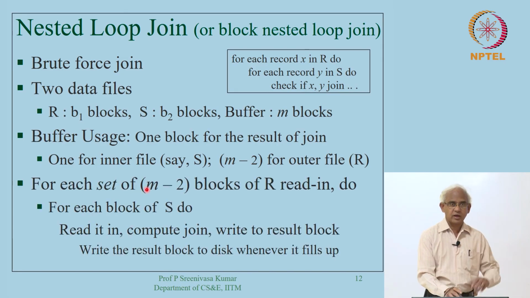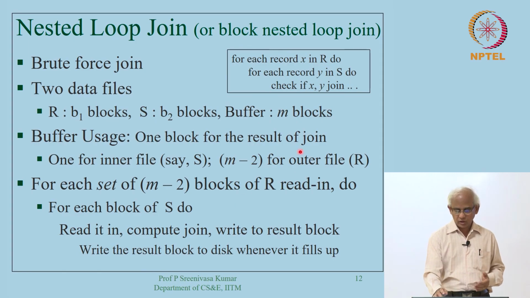For each set of these M minus 2 blocks of R, we will obviously not be just reading records of R into the memory, because we have to do block accesses. R is a disk file. So we will pick up M minus 2 blocks of R at a time. We get fast access if we give a large number of consecutive blocks of a file, if you are using RAID and other architectures. So you will specify M minus 2 blocks and read them, and keep M minus 2 blocks of R in memory.